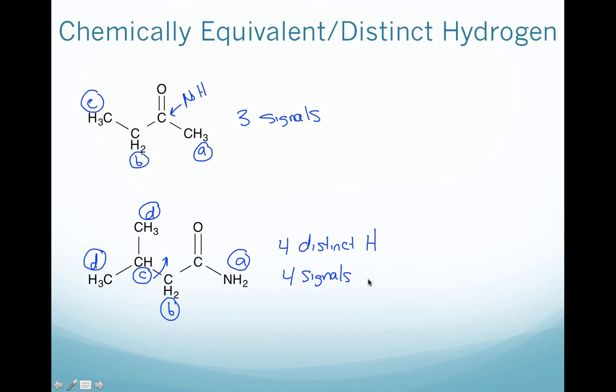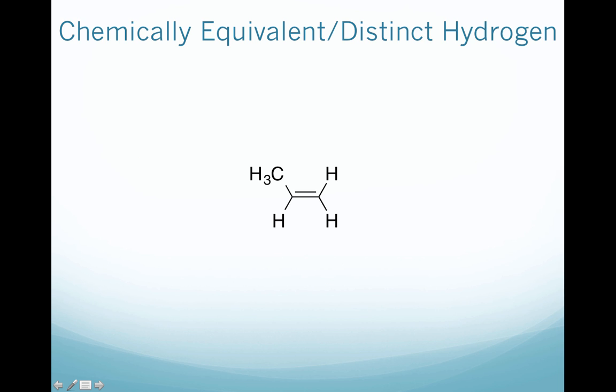And there's 4 signals in the proton NMR. Here's an example involving an alkene. Now remember, when dealing with alkenes, this alkene locks that bond in place. There's no rotation.